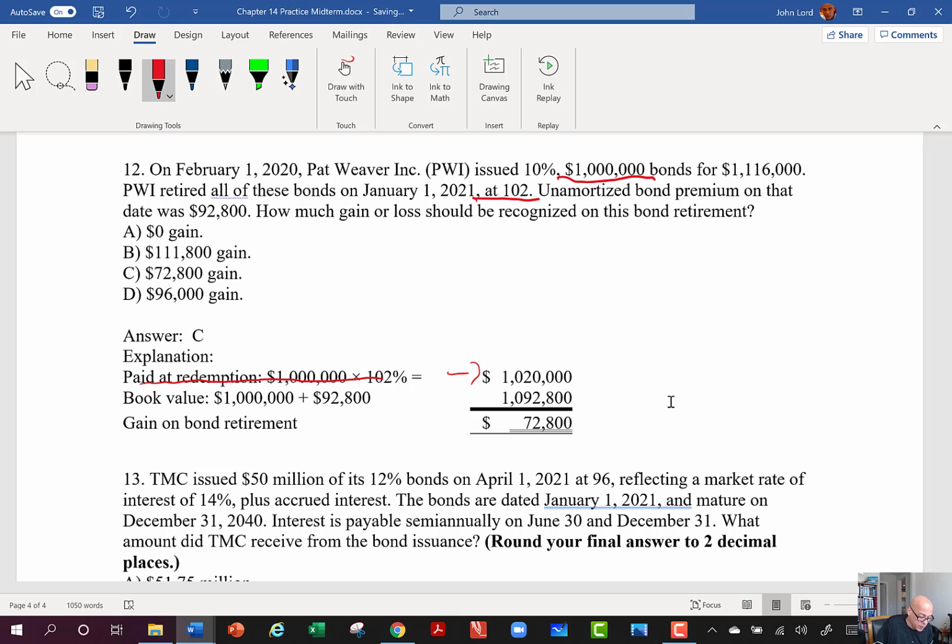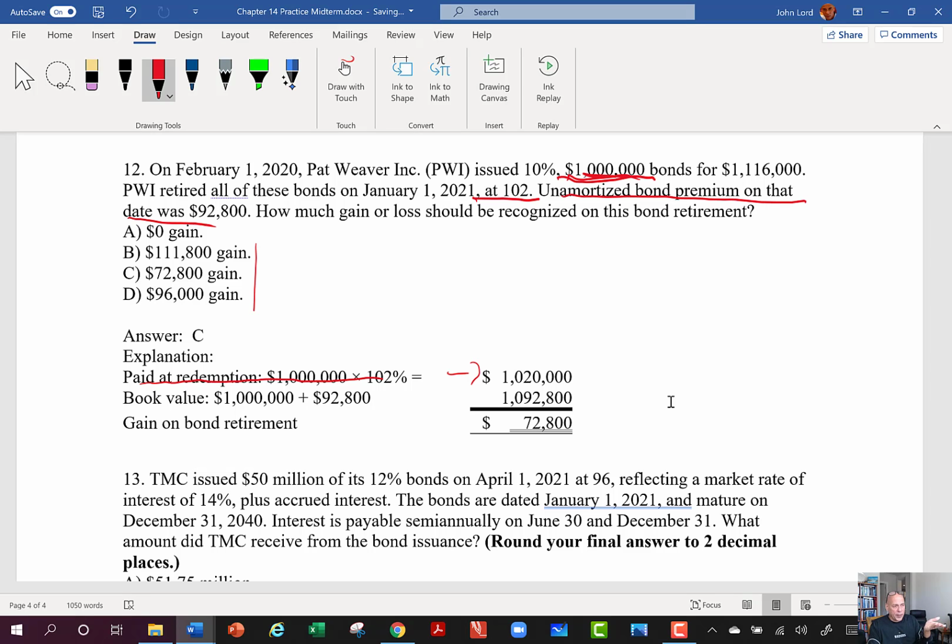Now what happens when they calculate the carrying amount of the bond? It's the face, which was $1 million, plus the amortized premium at that date, which was $92,800. If it was a discount, we'd subtract it. It's a premium, we add it, right? So you calculate that carrying amount. And when you take a look, they only give me gains here as an option. I could give you a question where we have some option for loss in here. So the way you know it's a gain is that we paid less cash than the carrying amount of the bond.